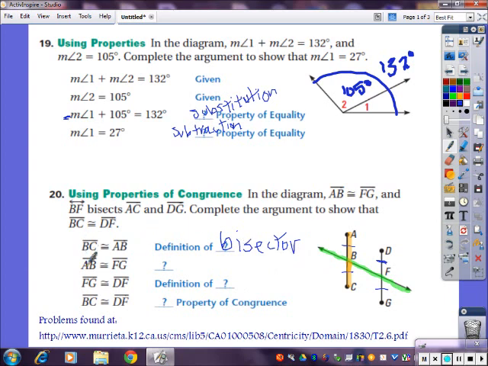Next thing says segment AB is congruent to segment FG. AB is congruent to FG.